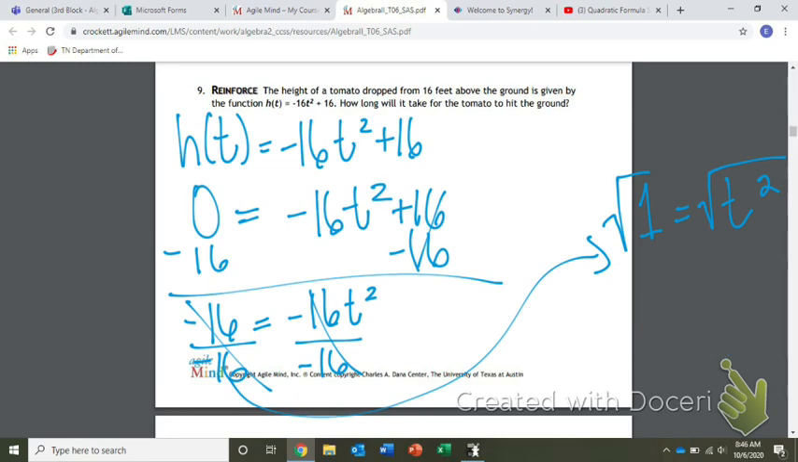What's the square root of 1? Yep, just 1. So this square root and this square cancel. We're left with t, and we're left with plus and minus 1. But remember, we're doing time. Can time be negative? Nope. So t just equals 1. Okay? T equals 1.